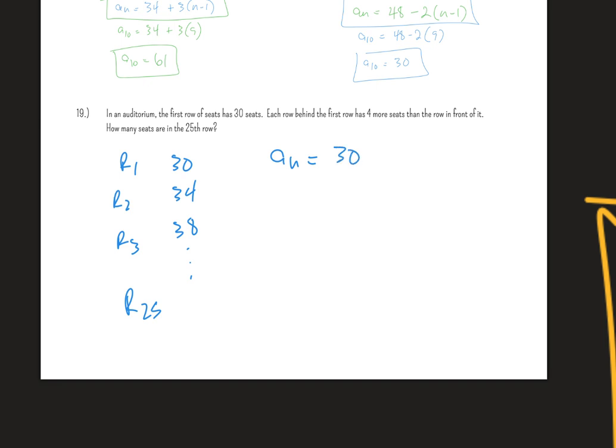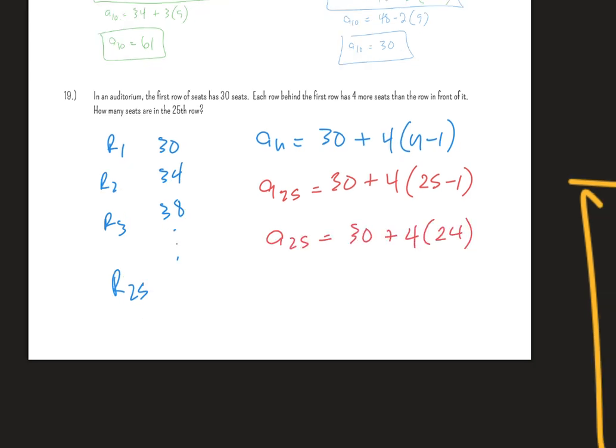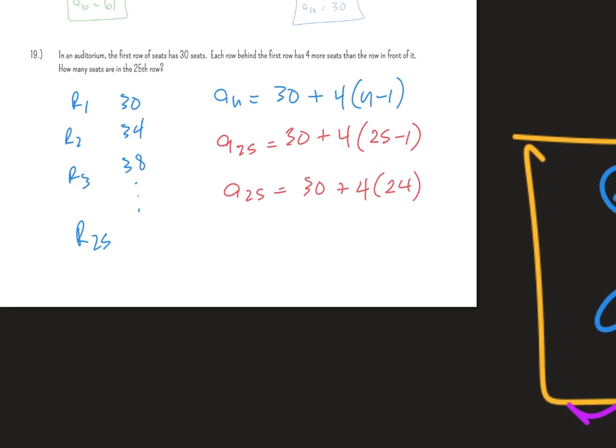Well, so we start off with 30. We add 4 each time, and we want to know the 25th. So we'll do it like this. 25 minus 1. A sub 25 equals 30 plus 4 times 24. Well, I believe that's 96. So 96 plus 30 is 126. There we go.